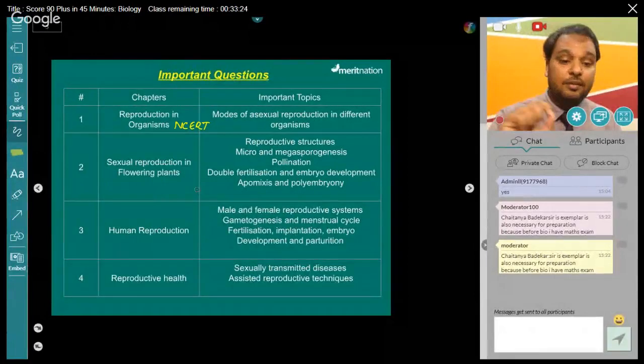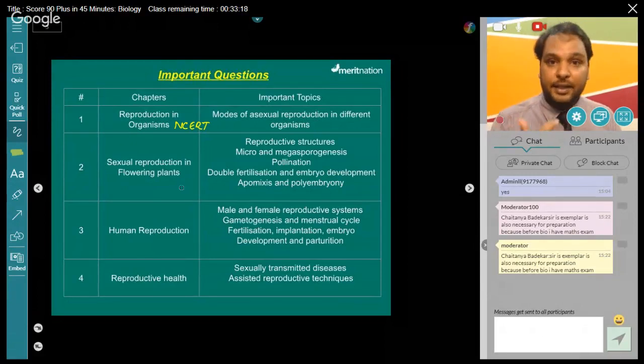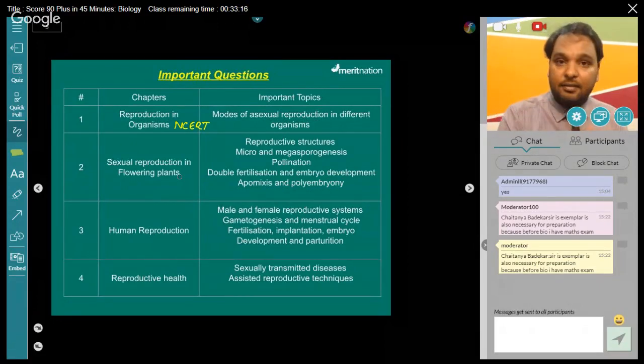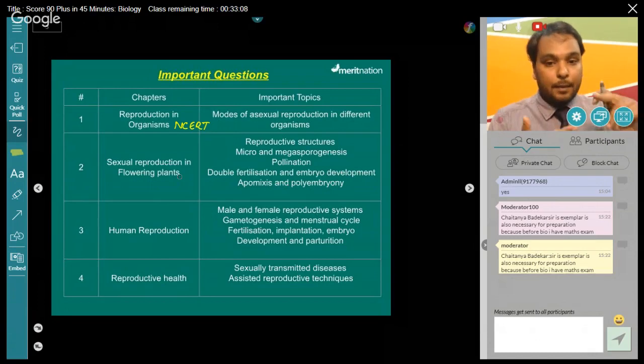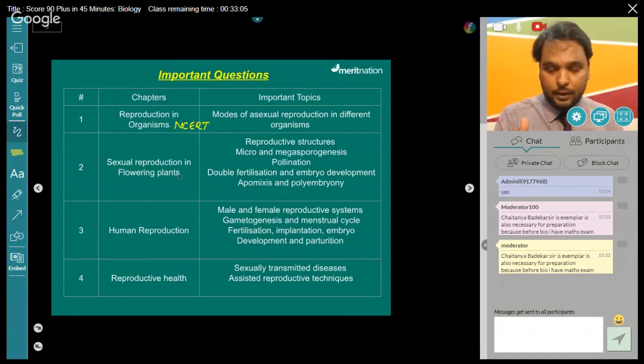Next is sexual reproduction in flowering plants. You can connect this with your previous 11th class topics, that is morphology and anatomy, especially morphology, because you have studied the flower there. So the reproductive structure is the flower. Micro and megasporogenesis, that is how the male and female gametes are produced in the plant, is very important. Then pollination is one of the very, very important topics. A question on micro and megasporogenesis and pollination will be there, either 2 or 3 marks. Mark it.